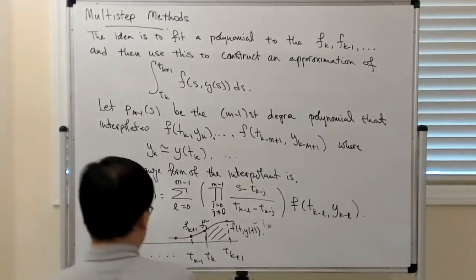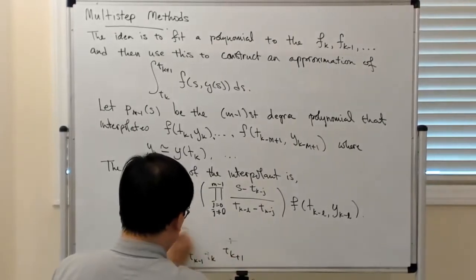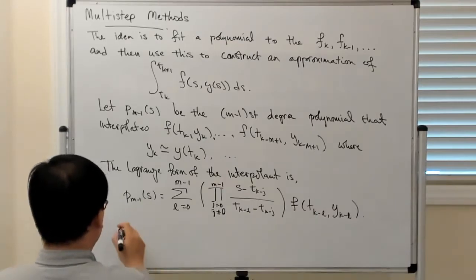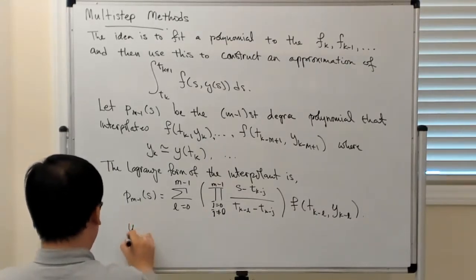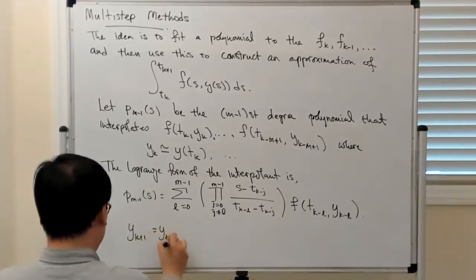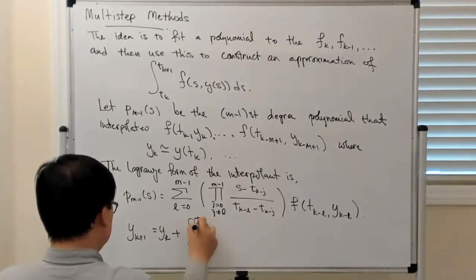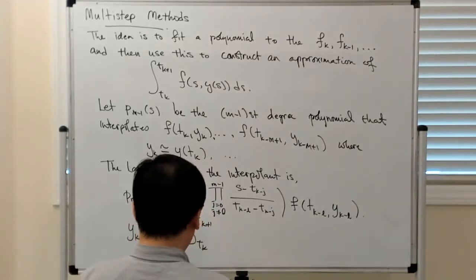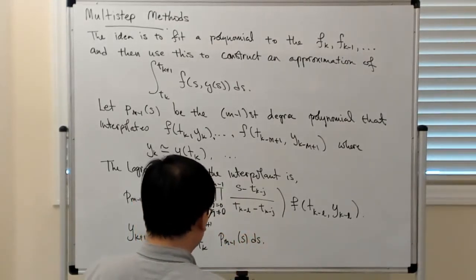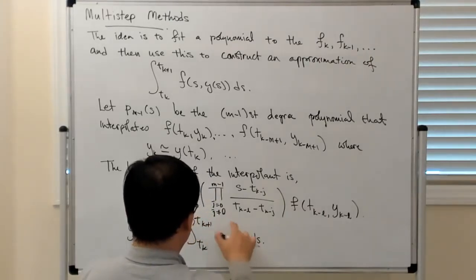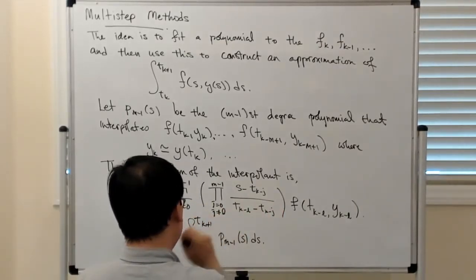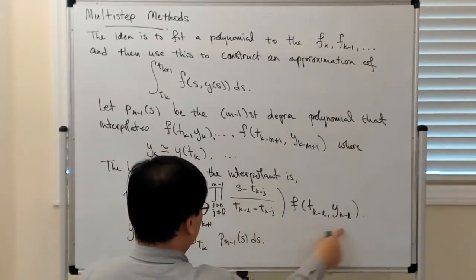All right. Okay. So once you have that, obviously you can compute the integral, right? So you can have that y_{k+1} is equal to y_k plus the integral from t_k to t_{k+1} of this polynomial p_{m-1}(s) ds. Okay, so this is the part which depends on s. We can integrate that from the interval t_k to t_{k+1} to get some sort of coefficient, and then this is the f value.